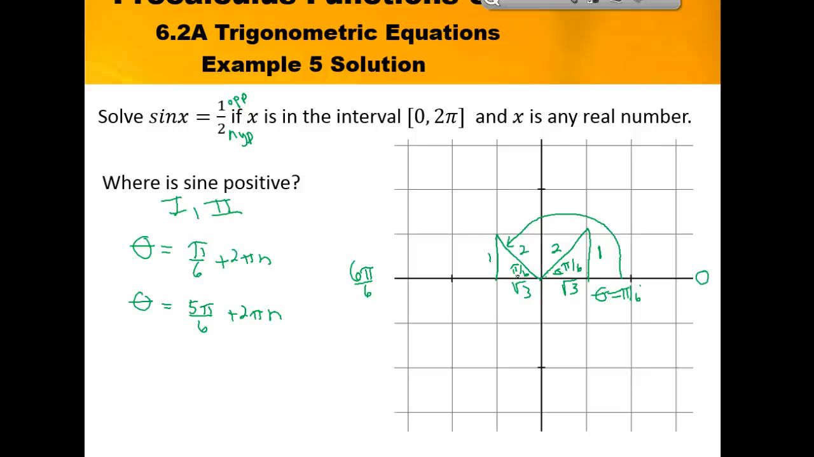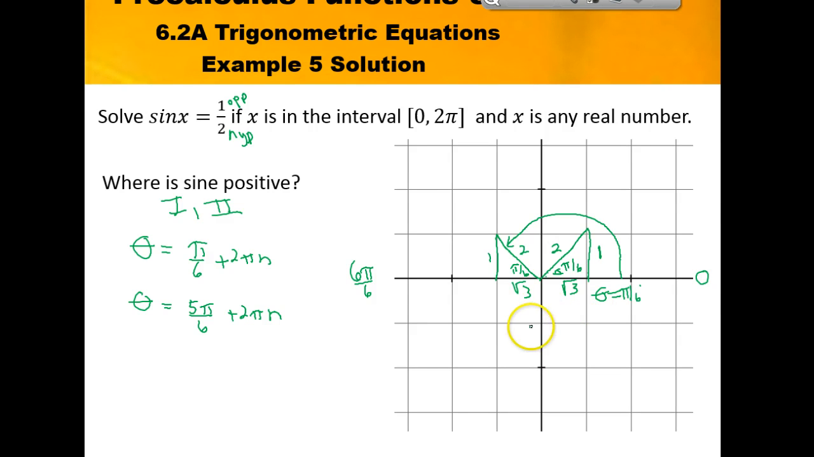Pi over 6 and 5 pi over 6 is this interval, so it's between the interval here. I think I'll wait and talk about that when I show you the actual graph. Okay, so just scratch that for a second. Now I want to show you mathematically, and this is always a good thing to check.